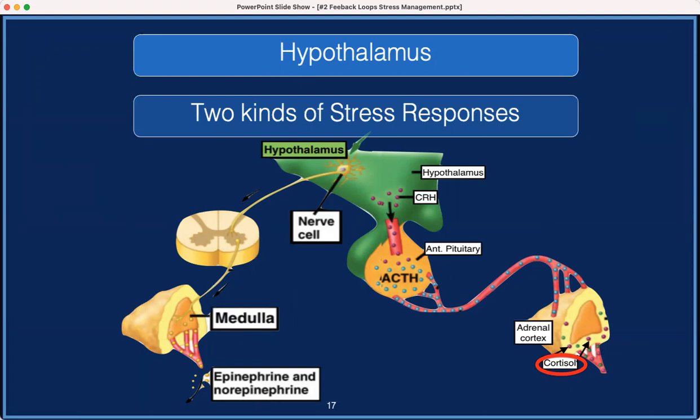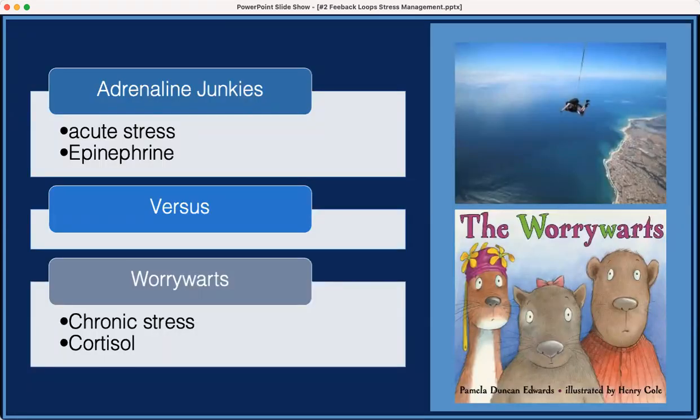And the other kind of stress response is the one on the right, the chronic stress response, where cortisol is released, raising your blood sugar for times of hypoglycemia, raising your blood pressure for when you stand up too fast. So two kinds of stress response. I like to divide those into the adrenaline junkies and the worry warts. With adrenaline junkies, you get the acute stress response and epinephrine is released. Remember, epinephrine and adrenaline are the same thing.